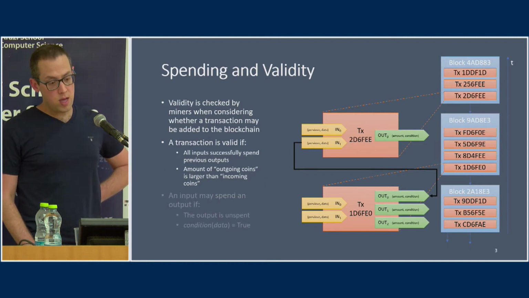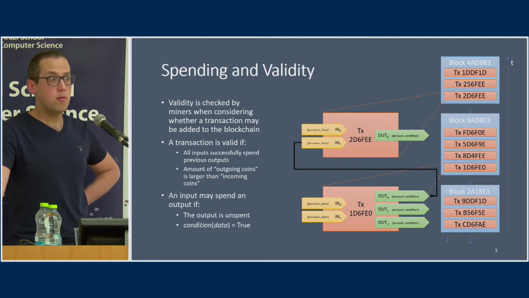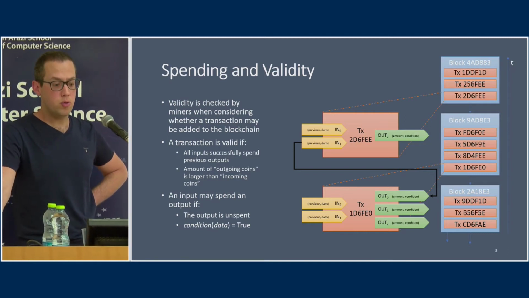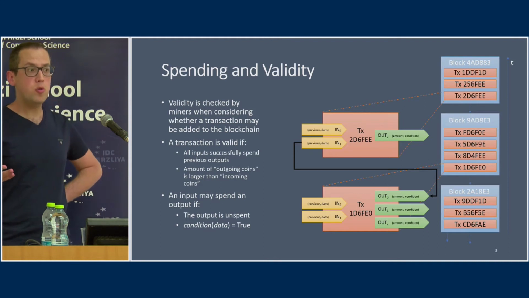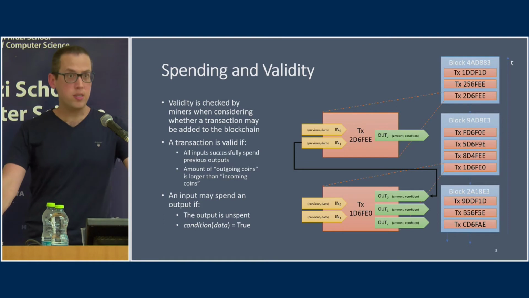An input may spend an output if the output is unspent. This is to prevent double spending. And they also verify that the condition in the output is satisfied by the data provided by the input. So, in other words, an output may only be spent once, and you may only spend an output if you can provide data satisfying the condition. So this is key.